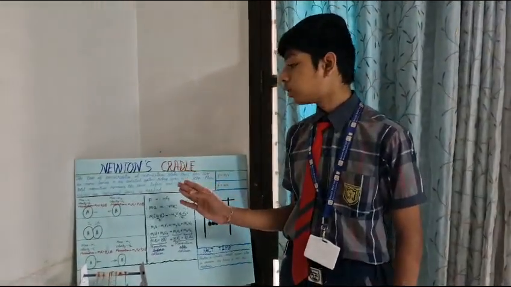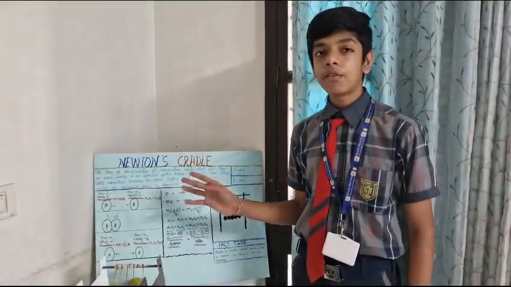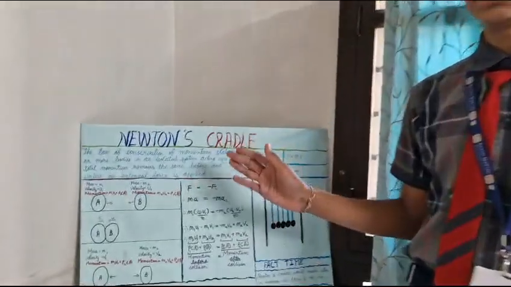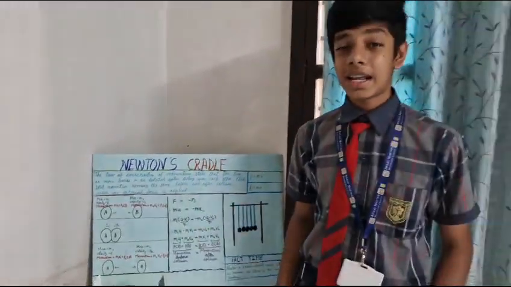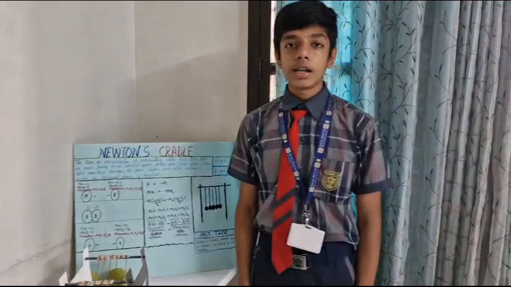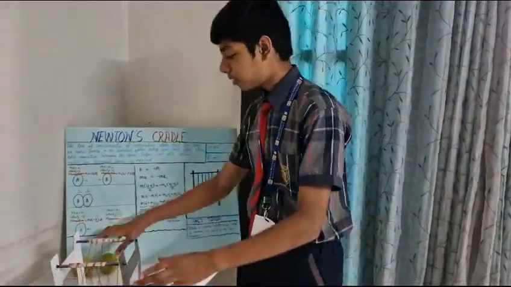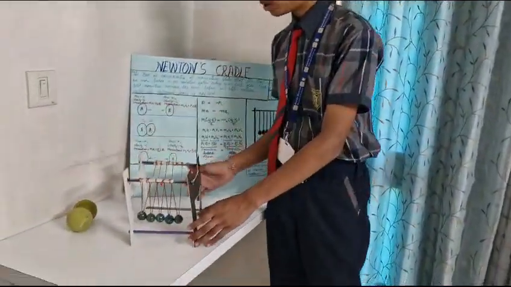Now, the law of conservation of momentum states that for two or more bodies acting upon each other in an isolated system, the total momentum remains the same before and after the collision or any other change, unless an external force is applied to it. Now, after knowing this, let us take a closer look at the Newton's Cradle.